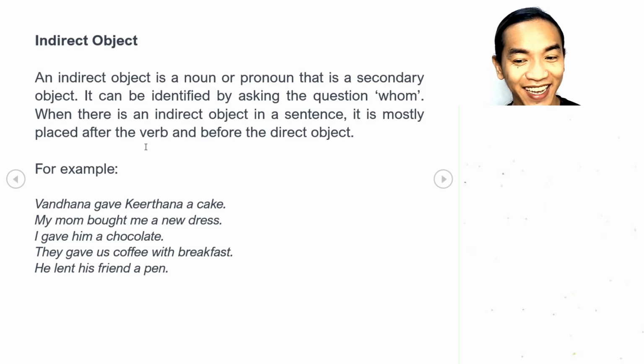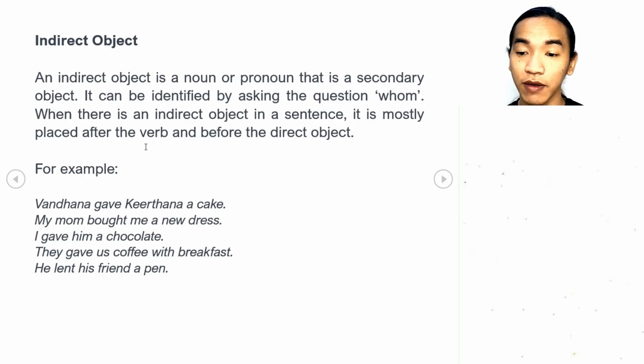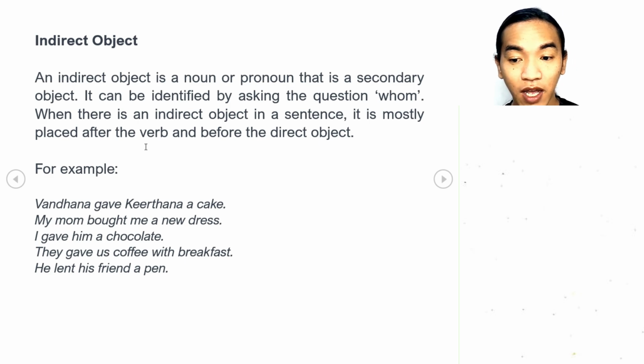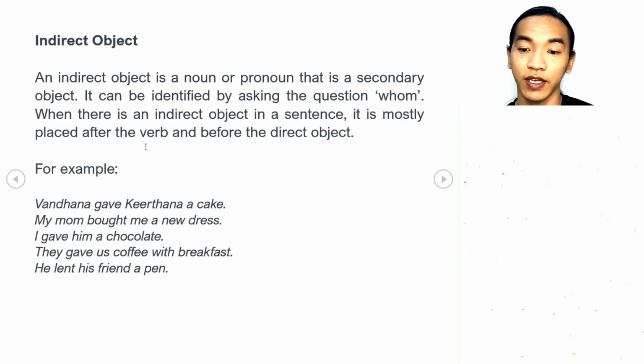Kirtana. A cake. So Kirtana is your indirect object, and a cake is your direct object. Vandana gave a cake to whom? Kirtana. My mom bought me, indirect object, me, a new dress.